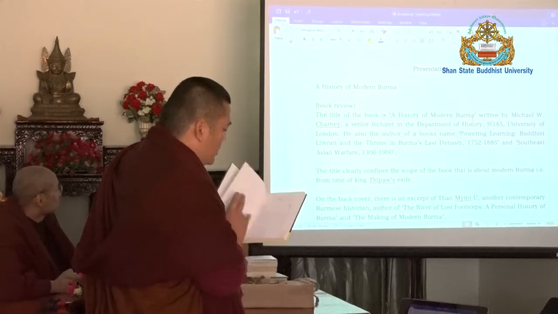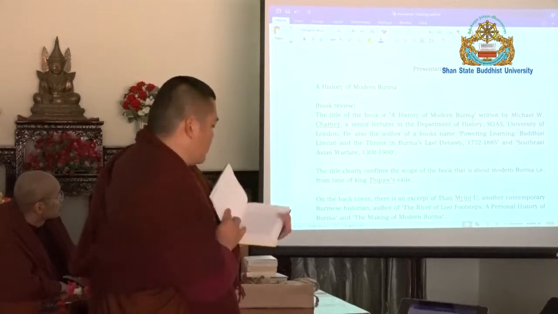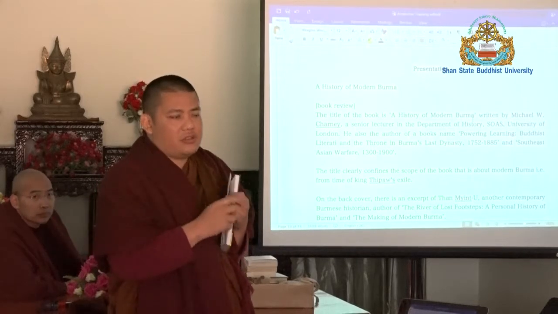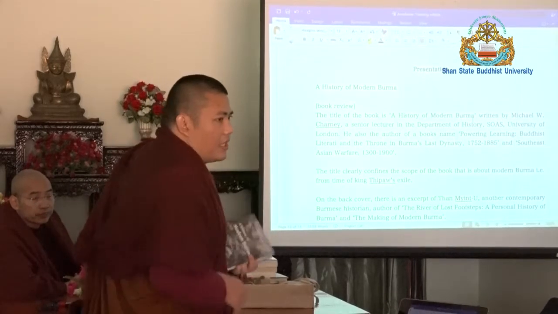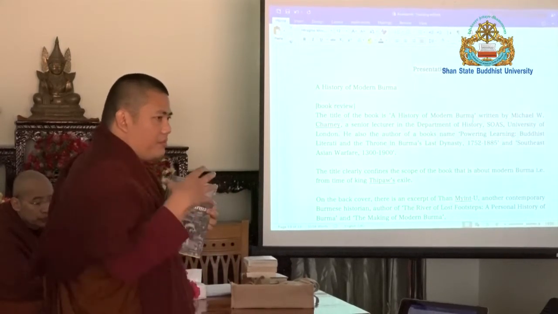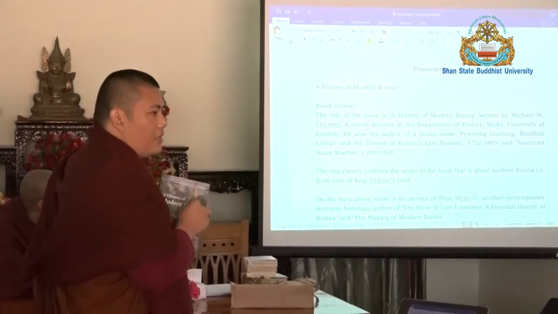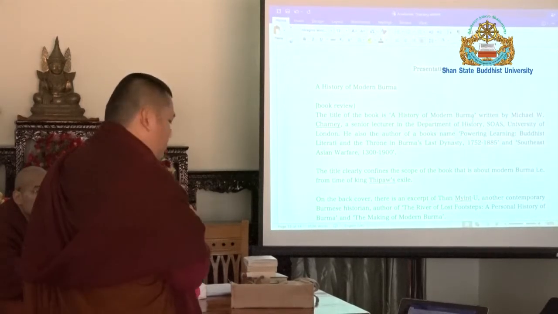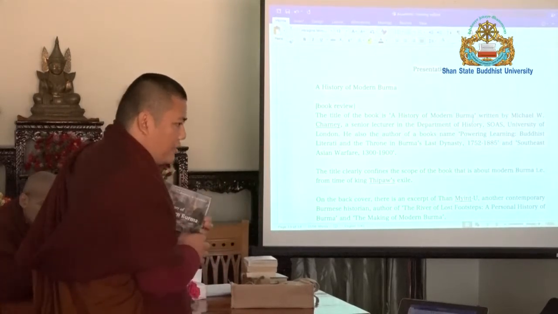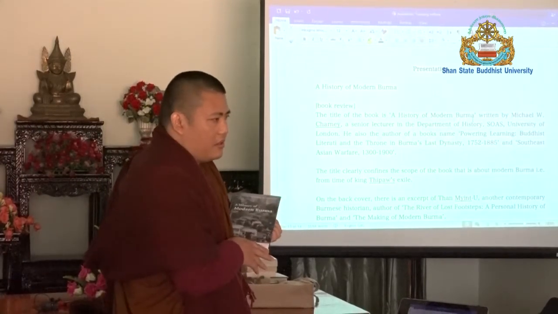So in the introduction of this book, the author clearly said that this book covers more than 122 years. He chose the point from 1886, when the British took over Upper Burma, until 2008, when the cyclone hit Burma. So from the colonial time to 2008. He divided it into 9 chapters plus introduction and conclusion.